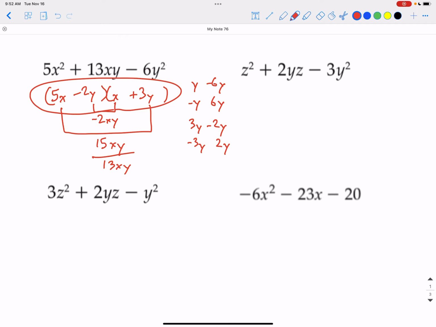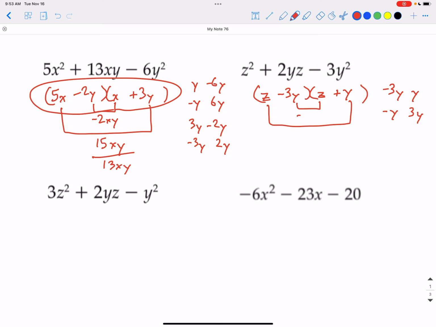z squared plus 2yz minus 3y squared. We cannot do a distributive property on that one, so let's just do a binomial pair. The only way to split up z squared is z and z. Factors of negative 3y squared that will help us add up to 2yz. One such factor would be negative 3y and positive y, or we could use negative y and positive 3y. So I'm going to use negative 3y and positive y to see what happens.